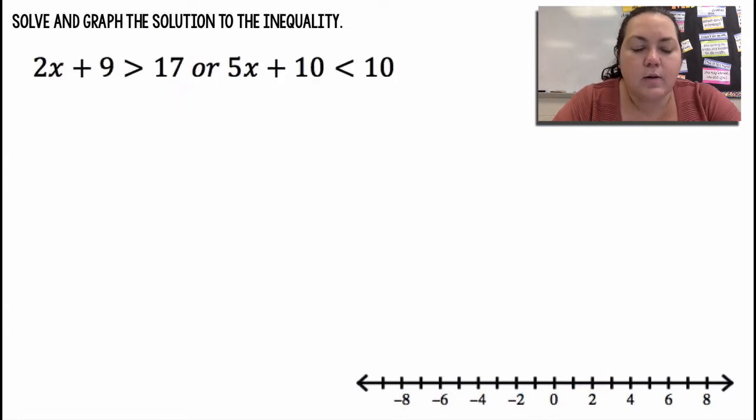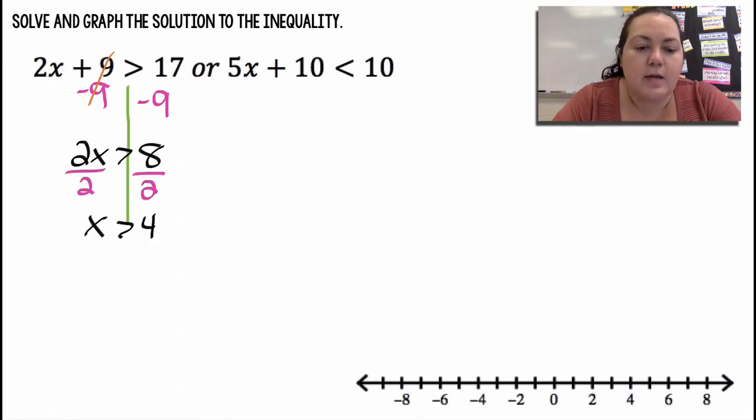All right, this next one, I have 2x plus 9 is greater than 17, or 5x plus 10 is less than 10. So I know they're going to be going out in opposite directions. I'm going to solve the first one. So I'm going to subtract 9 on both sides. That gives me 2x is greater than 8. I'm going to divide both sides by 2. That gives me x is greater than 4.